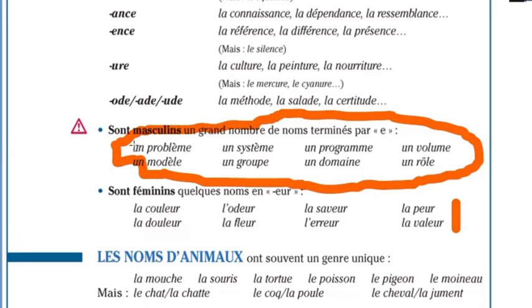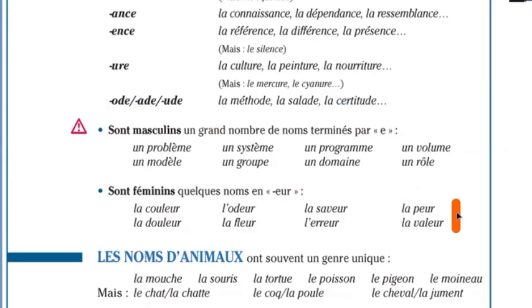Now we have seen the signposts for identifying masculine and feminine nouns. Having touched on that, you might want to make sure of some things. We're dealing with nouns. We'll come to the articles later. Now, we also have names of animals. They usually have a generic form. We have, for example, la mouche, la rousse, la tute, le poisson, le pigeon, le moineau. But you have le chat et la chatte, le coq et la poule, le cheval et la jument. These are some names of animals you might want to take note of. They are very important.